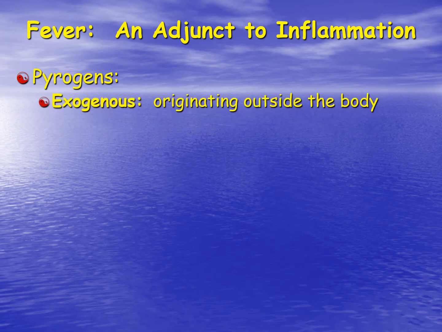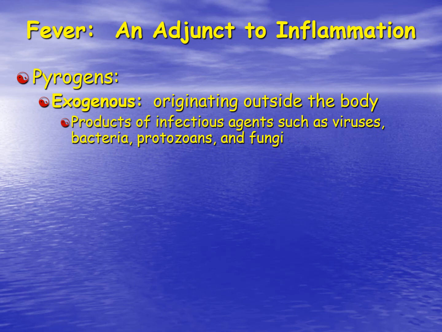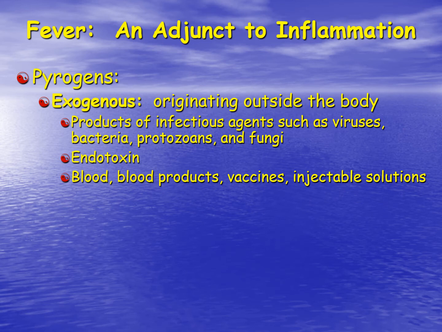Pyrogens are actually chemicals that reset the thermostat in the hypothalamus, causing fever. Exogenous pyrogens originate from outside the body, and often these are products of infectious agents such as viruses, bacteria, protozoans, or fungi. They can be endotoxins, they can be blood or blood products, it could actually be part of the vaccine or another injectable solution.